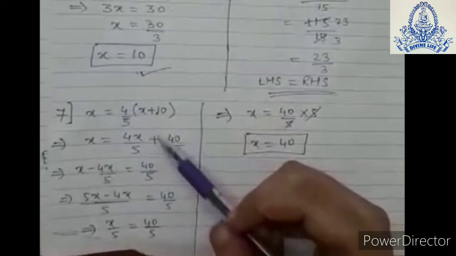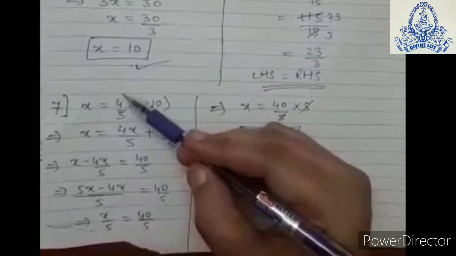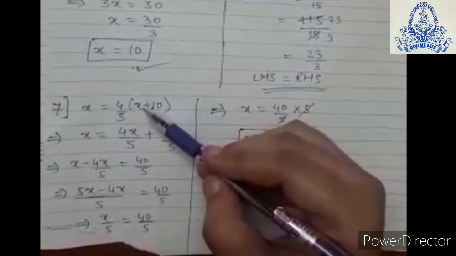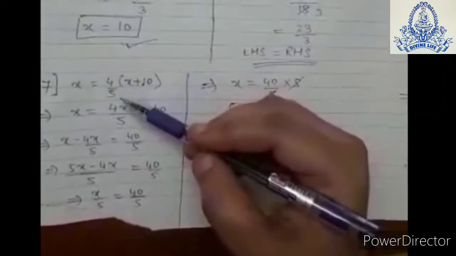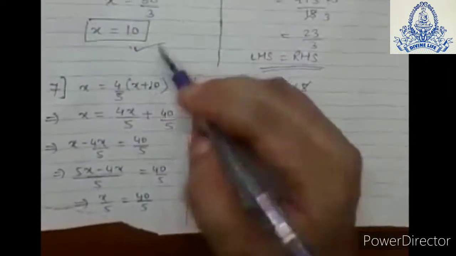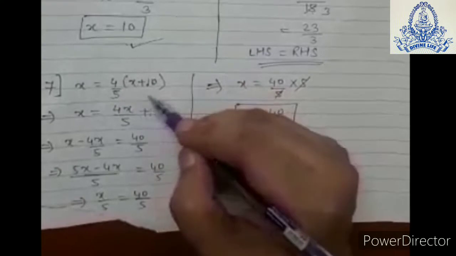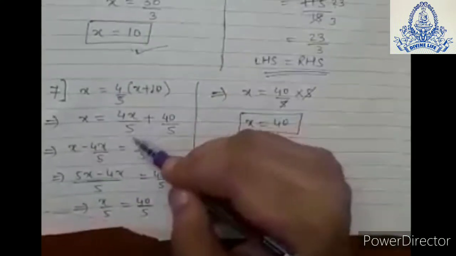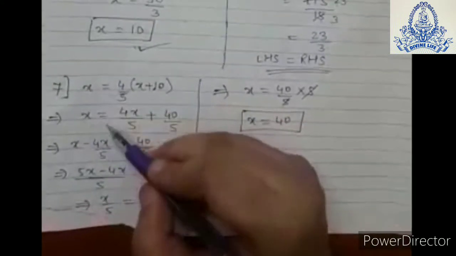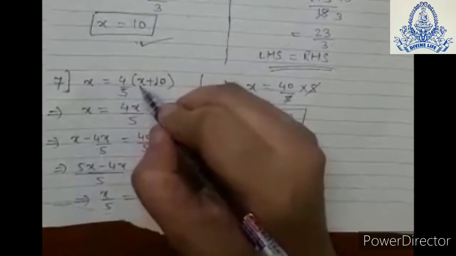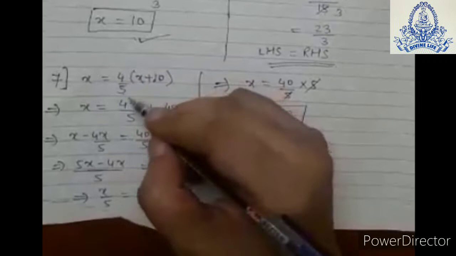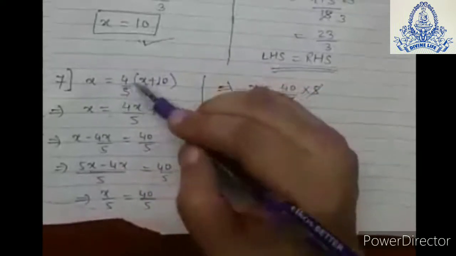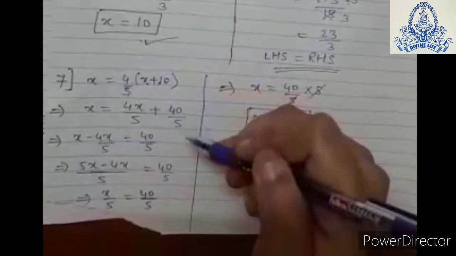Now see this next example. x is equal to 4 upon 5 into bracket x plus 10. See students, I have told you previously, whenever a bracket is there, first simplify the bracket and then only solve. See, x is equal to 4 upon 5 multiplied by x. This 4 upon 5 will be multiplied by this x. So 4x upon 5 plus 4 into 10, 40 upon 5.